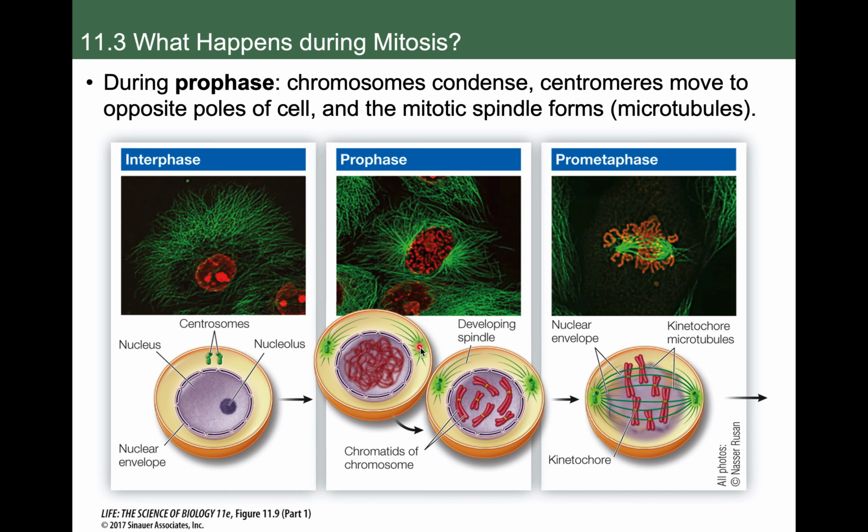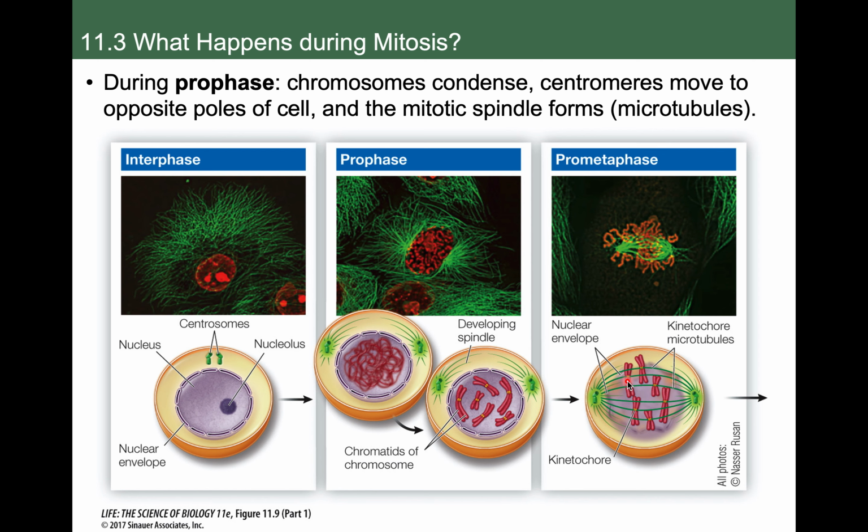We see the spindle beginning to form, right? So the centrosomes are moving to opposite sides of the cell. The spindle microtubules are starting to grow between them. And then in prometaphase, and as I said, I really just kind of still consider this prophase, but whatever, the nuclear envelope breaks down and the spindle attaches to the chromosomes.